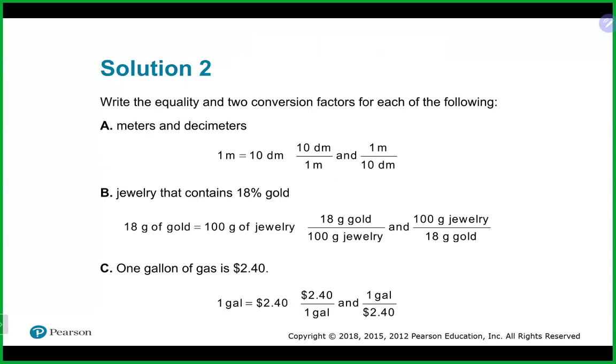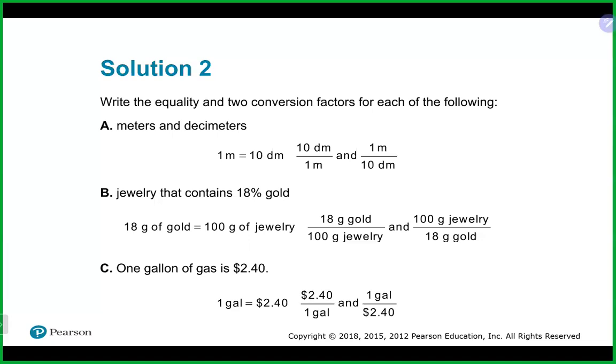All right, so again, looking at some of these conversions that we get. 1 meter, there's 10 decimeters. And again, we could get our two conversion factors. That one would be considered exact in that top one, as they're both metric units.